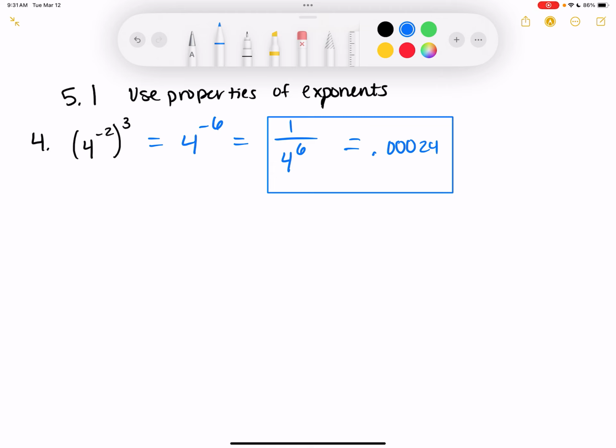Let's see. 6. In parentheses, 2 to the 4th, all raised to the 2. So what do I do with this one? Multiply them. So this is going to be 2 to the 8. And what is that?